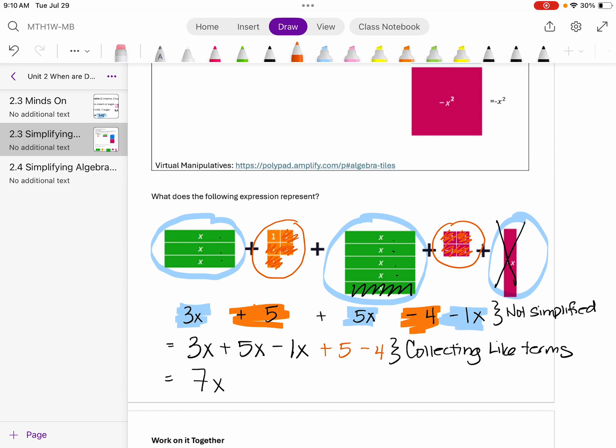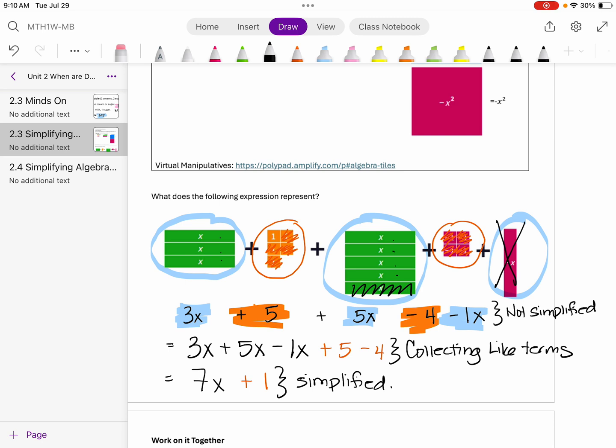And I'm left with a single 1. And if I think about what is 5 minus 4, that also gives me 1. Now, this answer that we have here is called simplified because it has only one of each term.